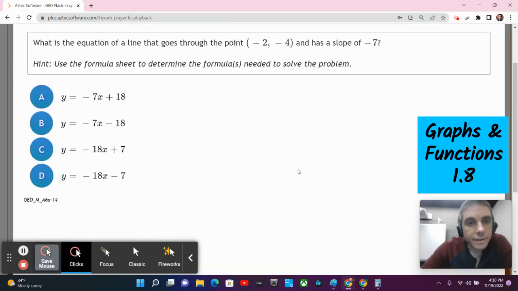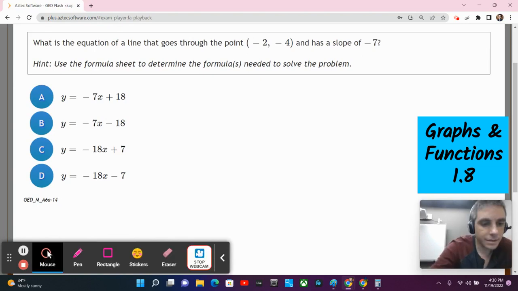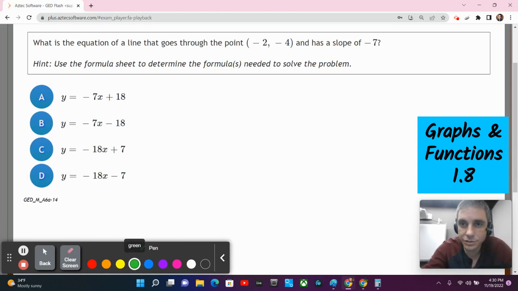What is the equation of a line that goes through the point -2, -4 and has a slope of -7? Okay, a pretty similar question compared to one we just had a couple questions ago. But this time they actually give us the rate right off the bat. So it just saves us that one step.